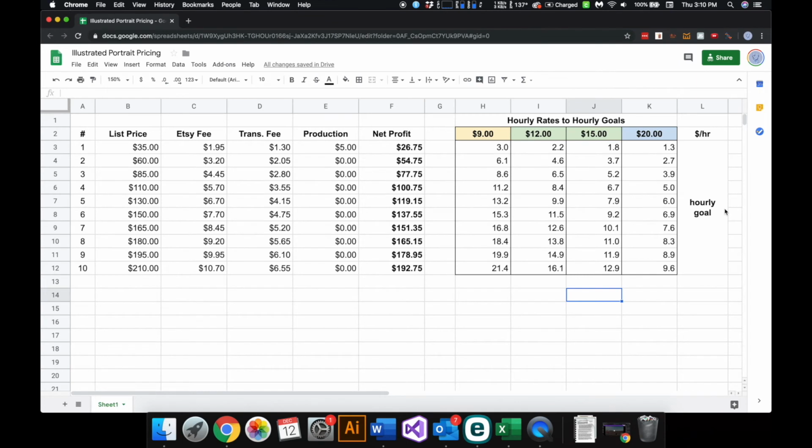So to wrap up, you just want to try to understand the market prices as much as possible and really figure out how much you want to make for each hour of work you're going to do, setting a minimum and maximum goal.